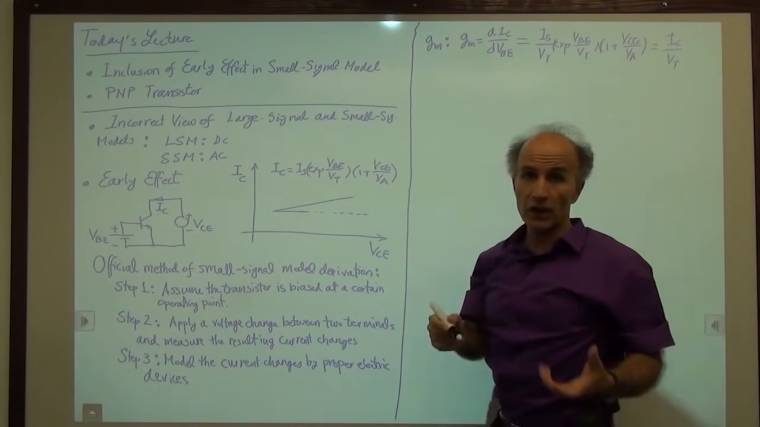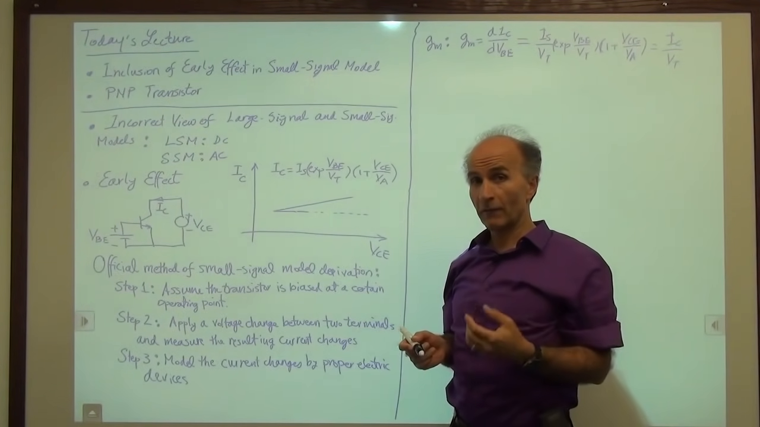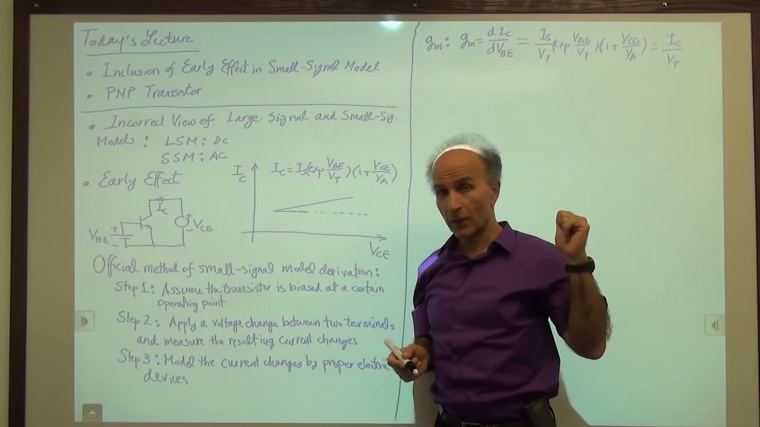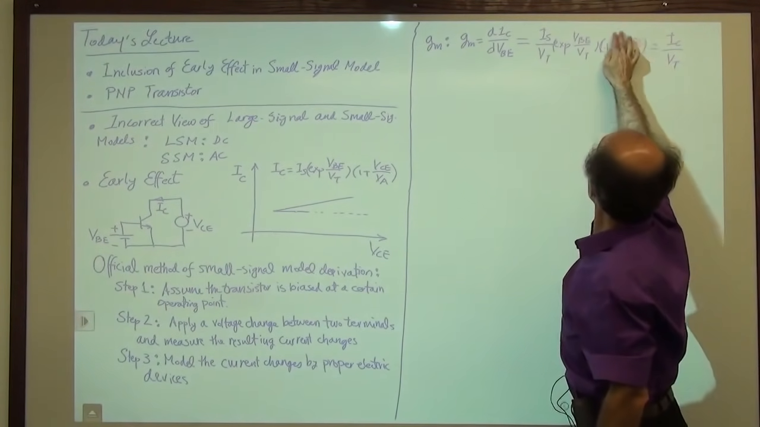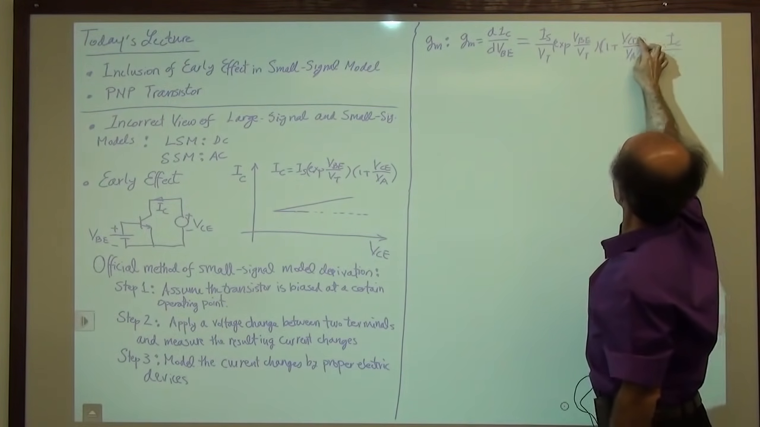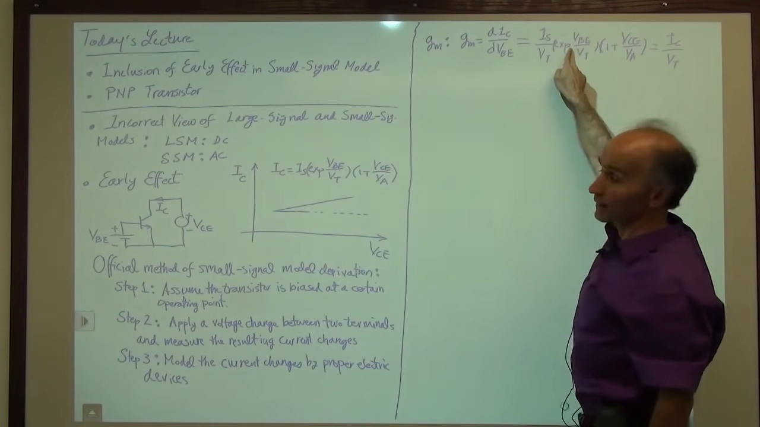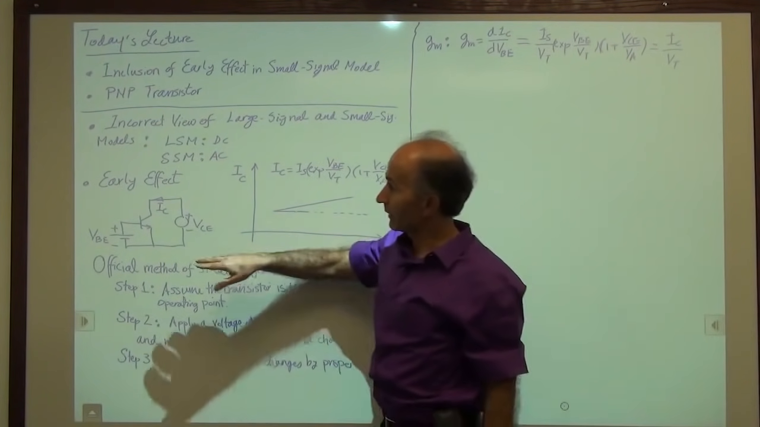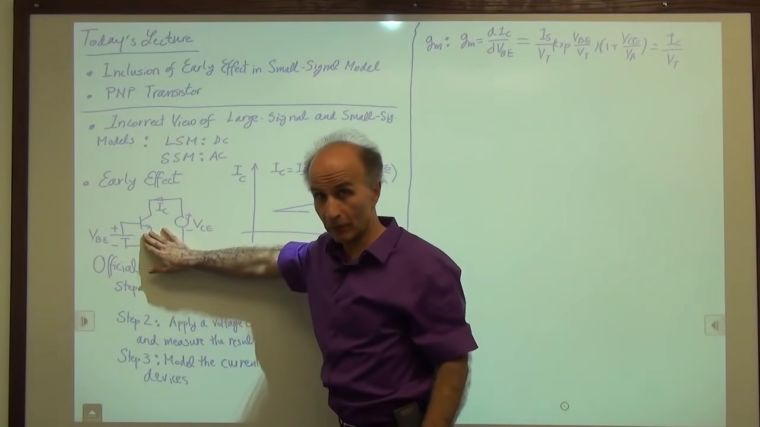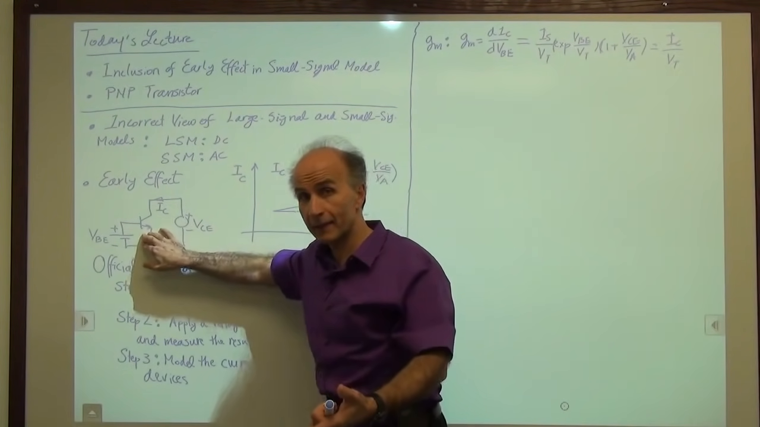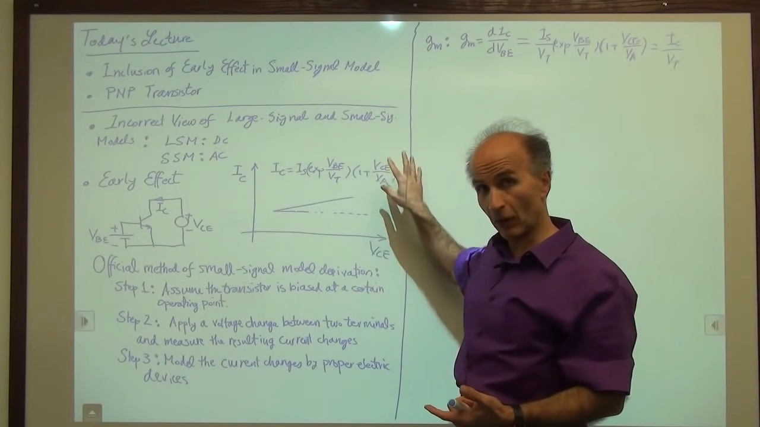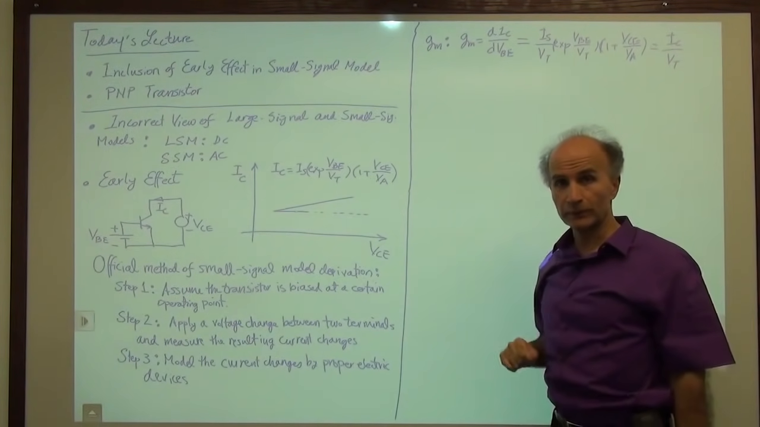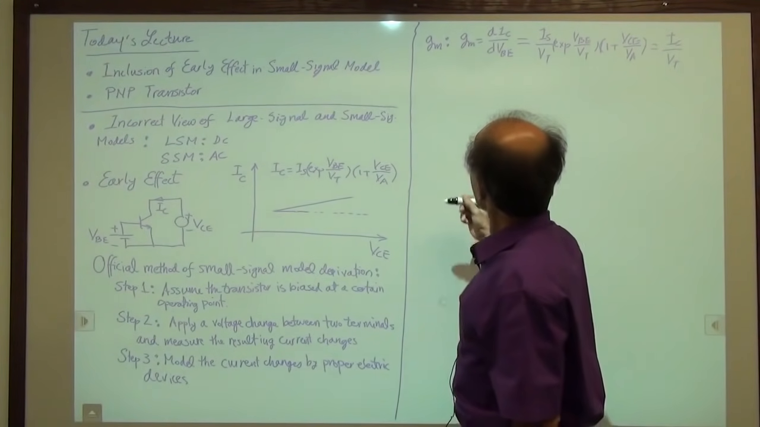Fortunately, GM itself hasn't changed, even though we have early effect, so long as we remember that the collector current calculated in the GM equation is the current obtained using early effect. So this IC is this entire expression, not just IS exp of VBE over VT. That's all we need to remember. When we are calculating the bias conditions of the device, you have to remember that it still has early effect, so for bias conditions, you have to use this equation, all of it. Then we find an IC, divide by VT, we have GM, we're good. Okay, so that was easy.